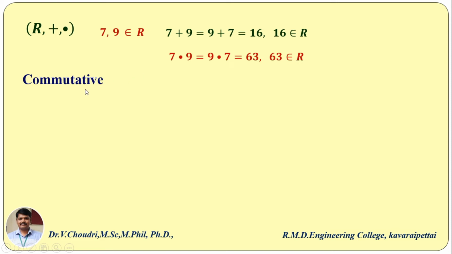Now I come to the point. If any set satisfies closure, associative, existence of identity, existence of inverse and commutative, then it is called an abelian group. Here R is an abelian group under plus, and R is an abelian group under dot.